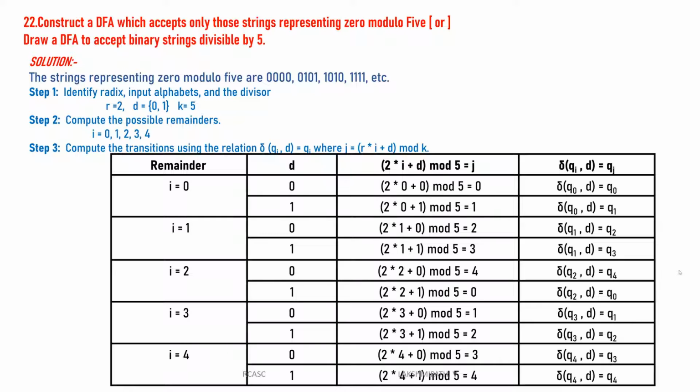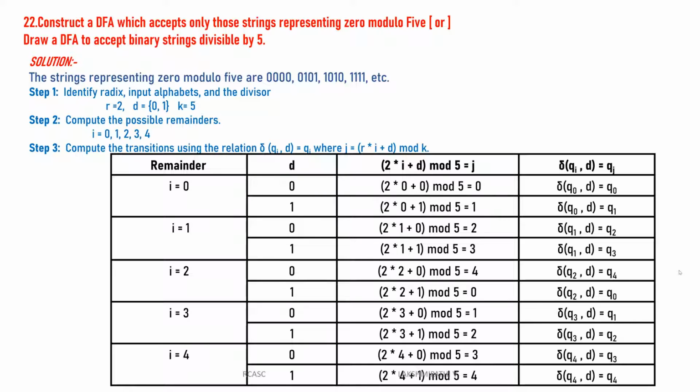Then Q1 of 0. Q1 of 0 means 2 into 1, where the i value is 1. Now 2 into 1 is 2, plus 0 is 2, modulo 5. So 2 modulo 5 is 2 only. Then the transition of Q1 of 0 is equal to Q2. The j value is 2, that's why I will take it as Q2.